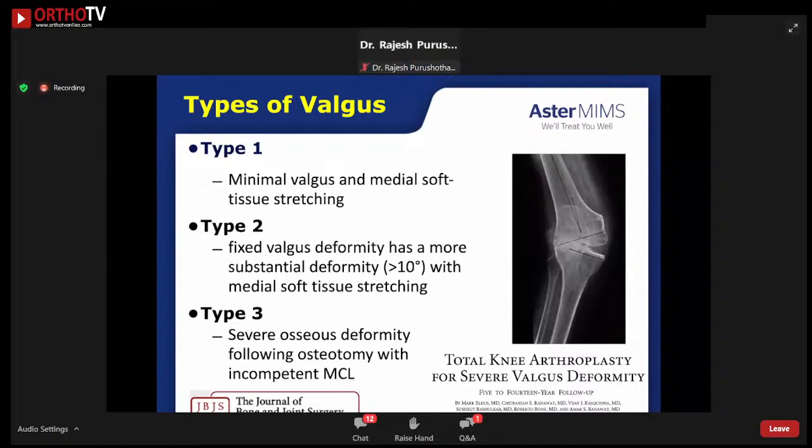Type 1 is a minimal valgus with medial soft tissue stretching. Type 2 is a fixed valgus, which is more than 10 degrees, with medial soft tissue stretching. The difference between 1 and 2 is that in both the MCL is intact, but in 2 it is stretched, while in 1 it is intact and not that stretched. Type 3 is with an incompetent MCL.